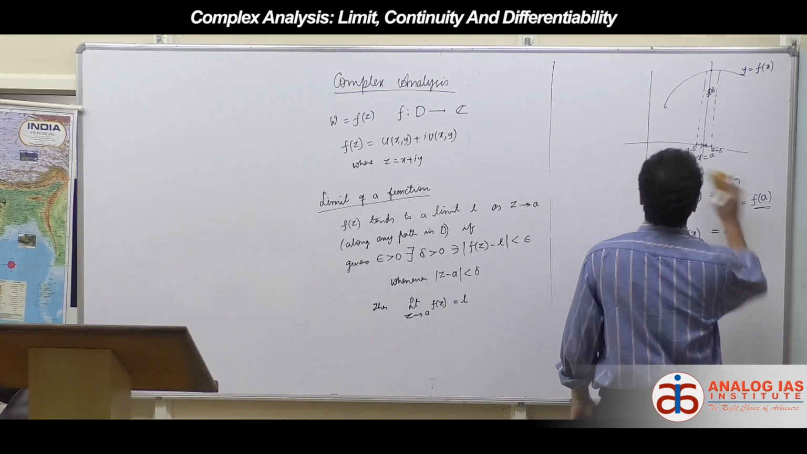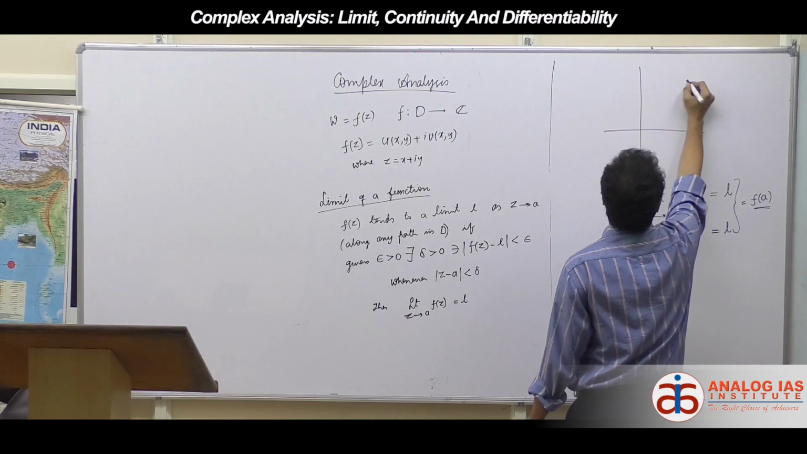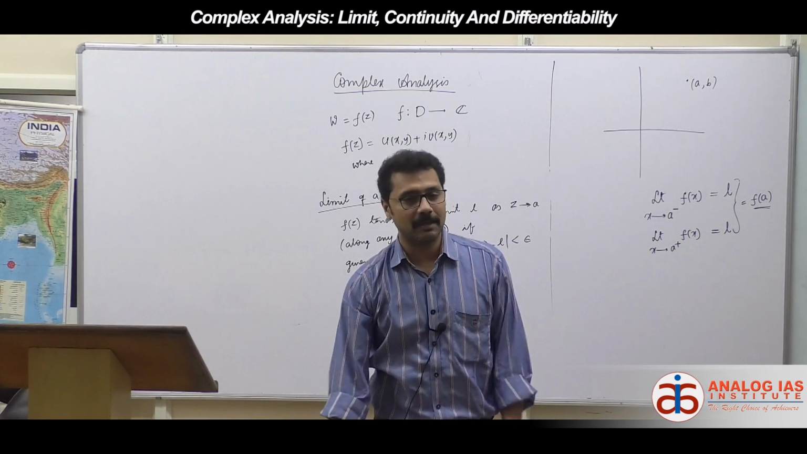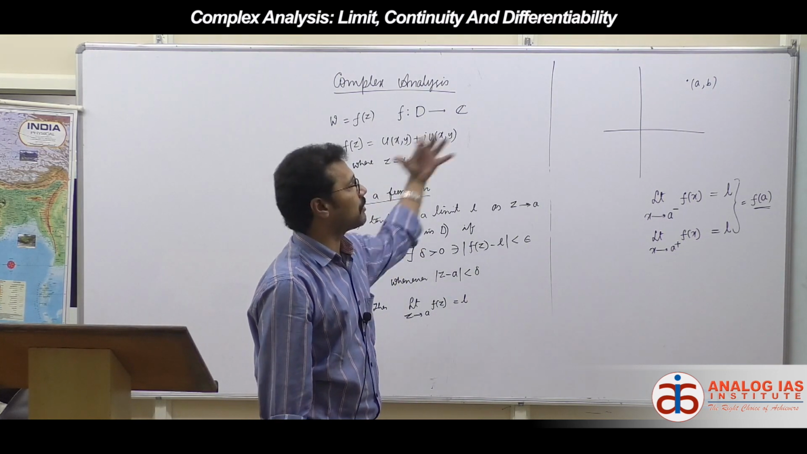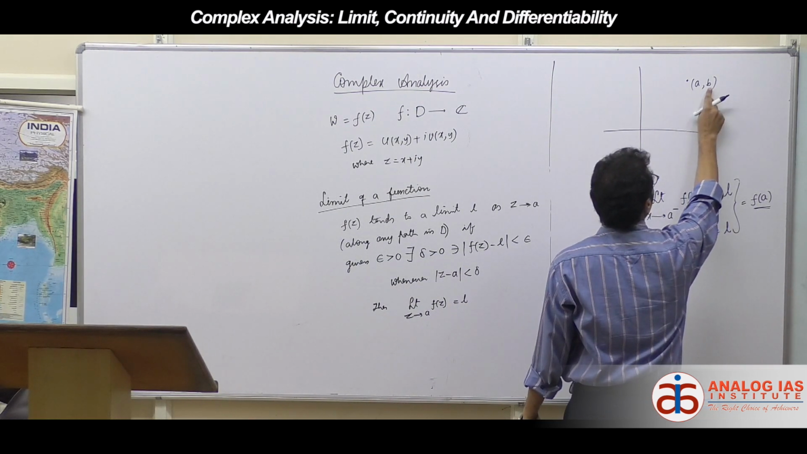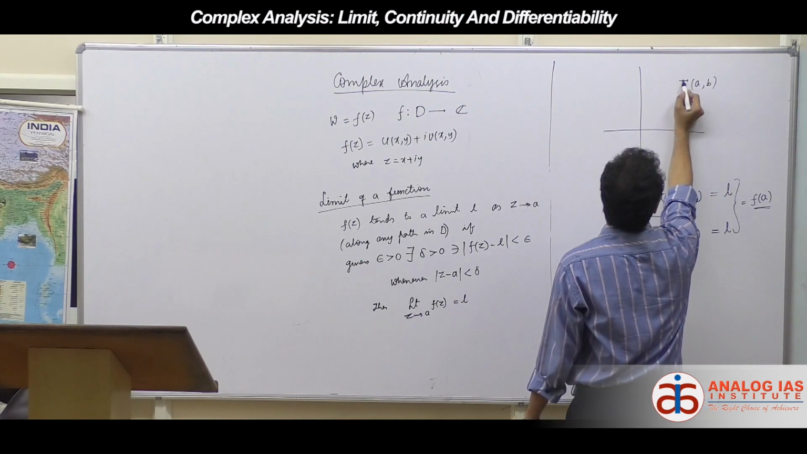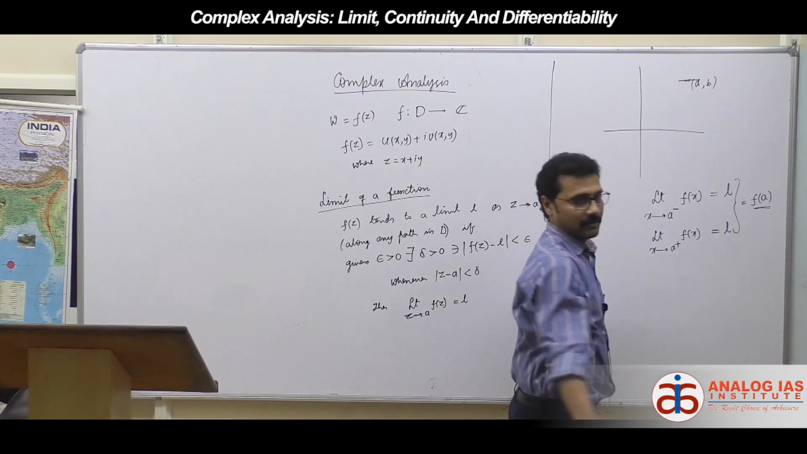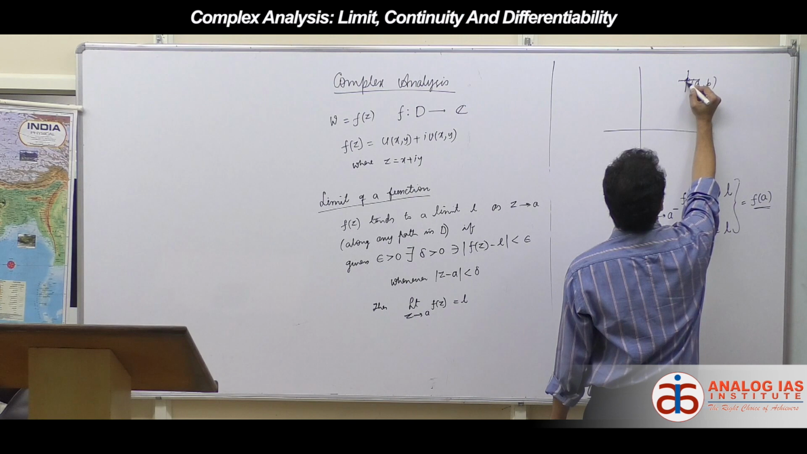Now what happens? Suppose this is a point. Suppose I talk about (a, b) as the point, or z equal to a plus ib is the point at which I am trying to check whether my complex function is continuous or not. x will be moving in the neighborhood of a, y will be moving in the neighborhood of b. So x moving in the neighborhood of a means from left it can move towards a, from right also it can move towards a. What about y? y can move from the top or from the bottom.